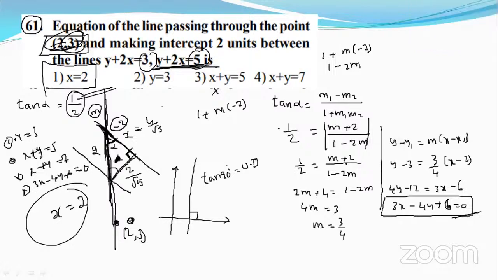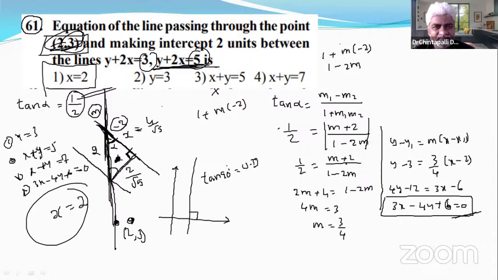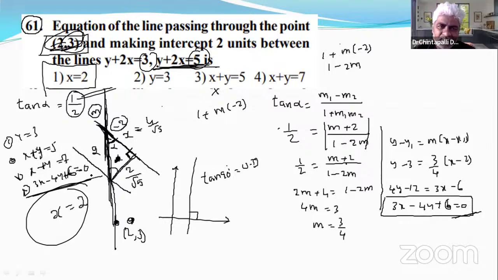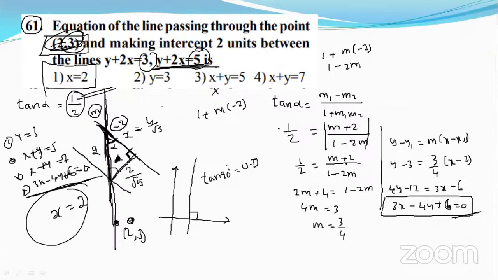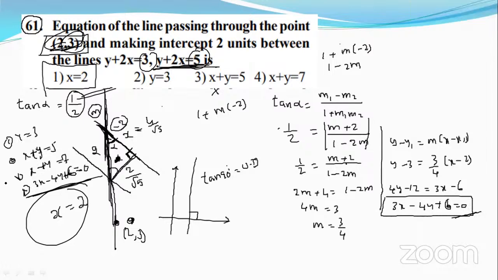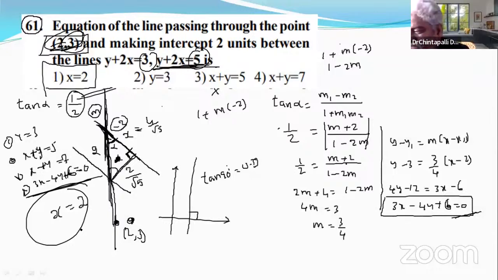Fourth option, yes. 3x minus 4y plus 6 is equal to 0. This is also correct now. If 3x minus 4y plus 6 is equal to 0 is given, then x is equal to 2 is hit. If x is equal to 2 is given, then 3x minus 4y plus 6 is equal to 0 is hit, right? Yes. But not in all exams.